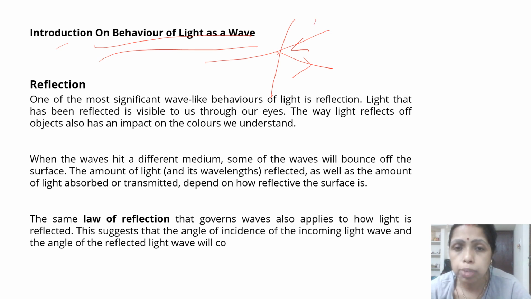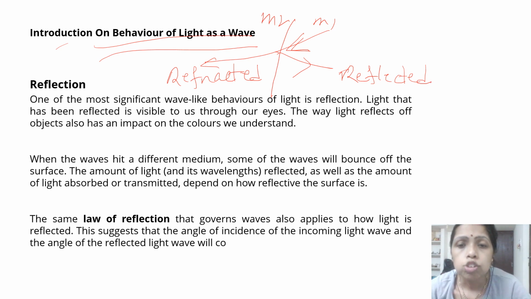Suppose this is medium 1 and this is medium 2. Based on the media, the light will be reflected or transmitted. When it penetrates through the other medium, that means it is refracted. And when it hits the interface and comes back, that is called reflected.